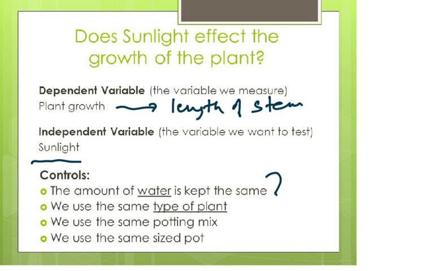So what are we going to control? The other variables which we are going to control: the amount of water should be kept the same. We use the same type of plant. We use the same potting mix. The soil in the potted plant should be the same. And we use the same sized pot in which we have the soil, with the nitrates and the phosphates and all that which is going to affect the growth. So light is just one thing which you are going to change. So what you change is the independent variable. What you measure, the number of leaves or the length of the stem, is the dependent variable.